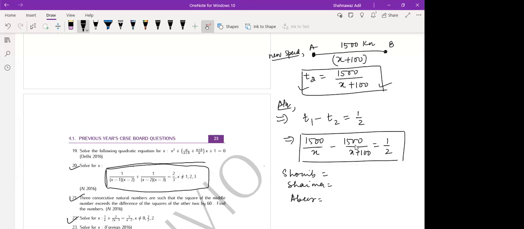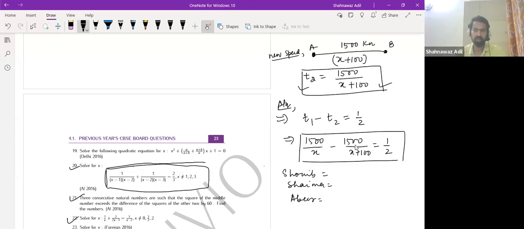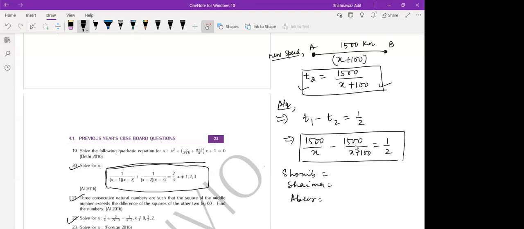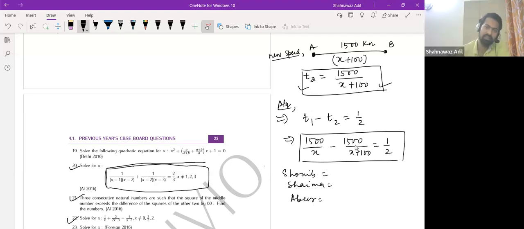Sir, I'm getting x as 500 or minus 600 kilometer per hour, but negative is not possible. Yes, speed cannot be negative, right? So 500 kilometer per hour. So let us check. X is 500. So Shoaib is also getting 500 kilometer per hour.